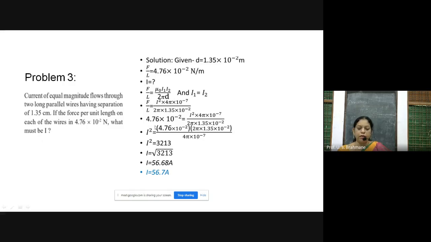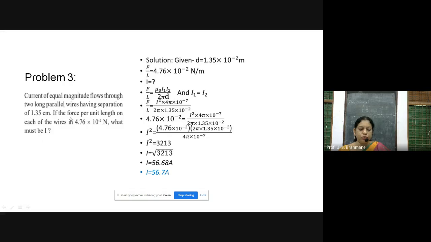Ultimately, when you calculate this, the 4 pi and 2 pi get cancelled, and if you multiply, this becomes 10 raised to minus 4, with 10 raised to minus 2 and 10 raised to minus 2, and this is 10 raised to minus 7. So the minus 4 above 10 raised to minus 7 becomes 10 raised to 3. And whatever multiplication you get, the answer ultimately comes I square equal to 3213. Now this is I square.